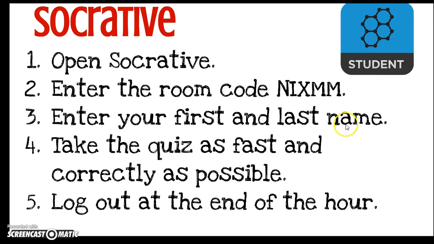You're going to enter the room code to join my classroom, which is NixMM. Then you enter your first and last name, and you are trying to compete with your team. It's called Space Race. You and your team are trying to get your rocket to the end the fastest. So you want to be fast, but you also want to be correct, because if you answer a question wrong, you're not going to move your rocket ahead. At the end of the hour, you want to make sure that you log out.